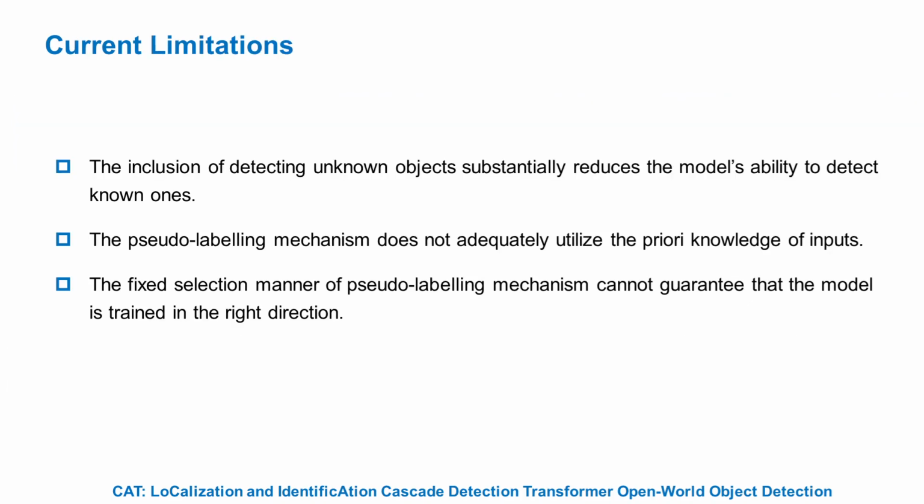There are currently two main efforts that have begun to investigate open world object detection. But there are still many problems. The recent works ORE and OWDETR don't consider that the inclusion of detecting unknown objects substantially reduces the model's ability to detect known ones. Both of them guide themselves to learn unknown objects without adequately utilizing the prior knowledge of inputs. In addition, a fixed pseudo-label selection mechanism cannot guarantee that the model learns in the right direction, and so the model may become worse and worse at detecting unknown objects.